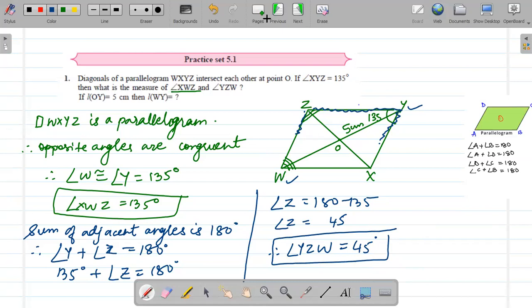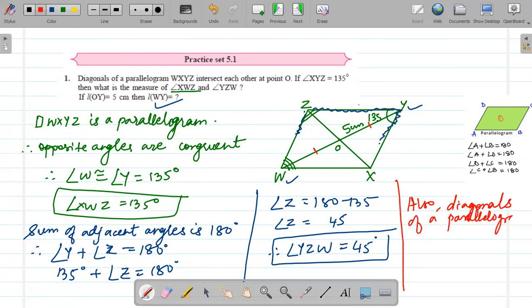And lastly, we are asked to find WY. To find WY, we know the property that the diagonals of a parallelogram bisect each other. So if this is 5, this side is also going to be 5. So we use this property. We can write that we know that the diagonals of a parallelogram bisect each other.